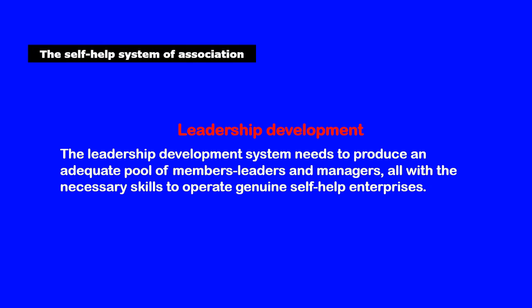The leadership development system needs to produce an adequate pool of member leaders and managers, all with the necessary skills to operate genuine self-help enterprises. Although there are bound to be differences in some of the technical aspects of each role, all leaders ought to follow the same core syllabus. This common knowledge base is indispensable if their enterprises are to achieve the unity of purpose that is the key to the success of this form of enterprise.